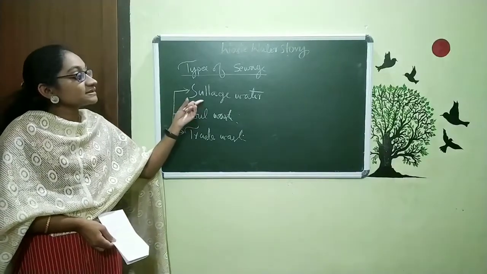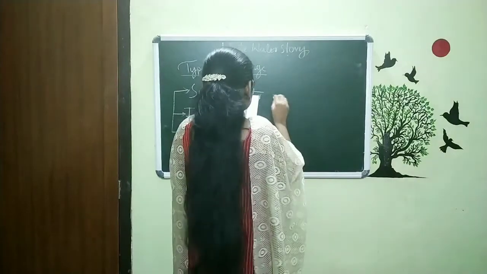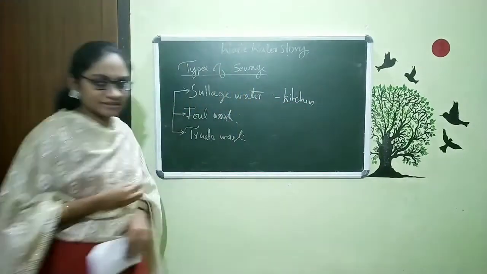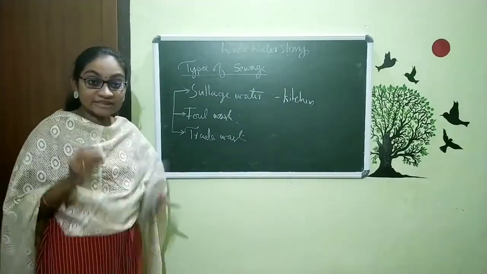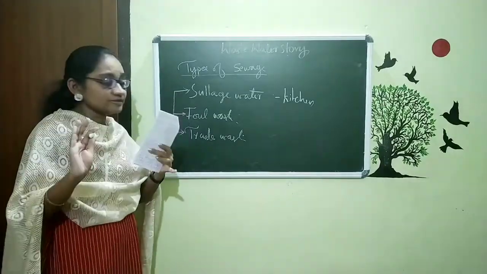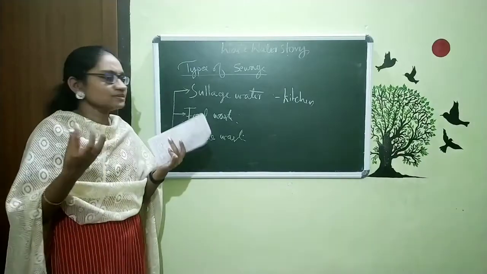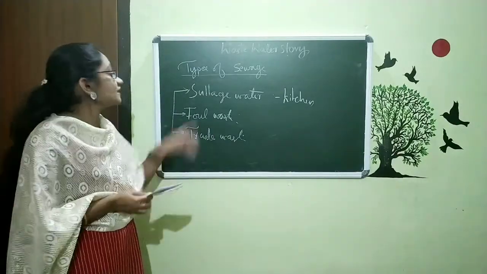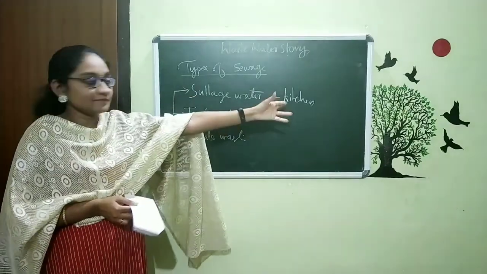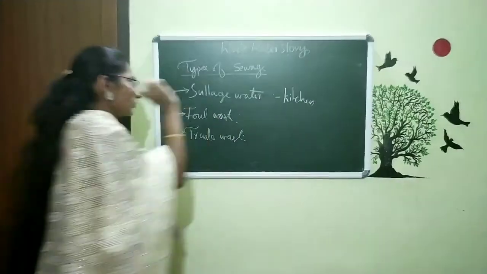Where is this sludge water produced? It is produced from the kitchen. We know that the kitchen waste contains organic waste like the waste from food, and also soap water and some other waste water. So we can say this sludge water is from the kitchen. That means the waste water that is produced from the kitchen. You can see it from your home.